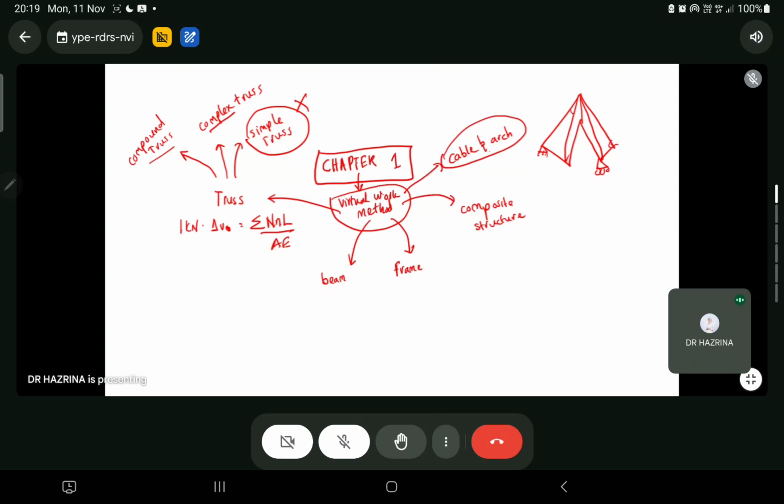So what I'm trying to say is, when it comes to truss systems, don't underestimate the trigonometry. Don't underestimate finding the angle, because that is one of the most challenging parts. Usually, when I look through the final exam questions, that is what students cannot answer. It is not that they don't know how to do it. They know how to solve the N L over A E part. They don't know how to find the angle. They cannot find the angle. So that is something we need to avoid.